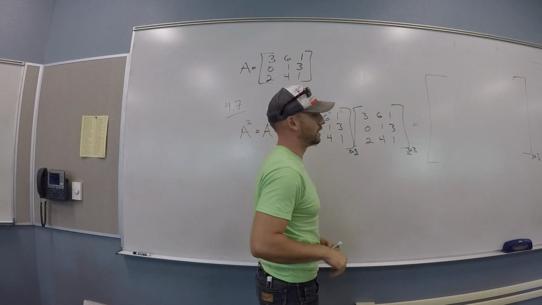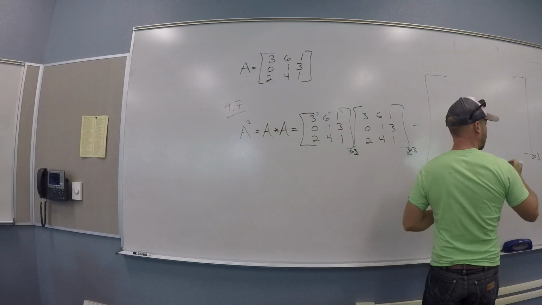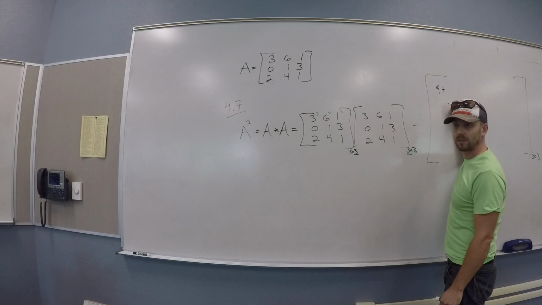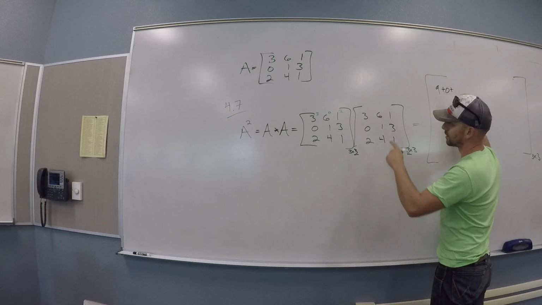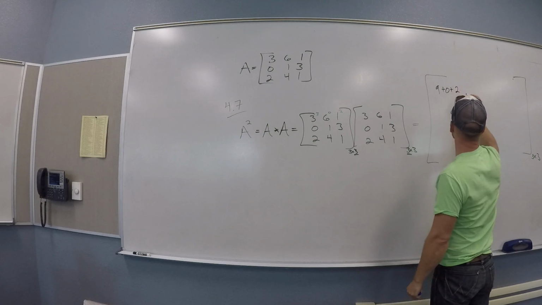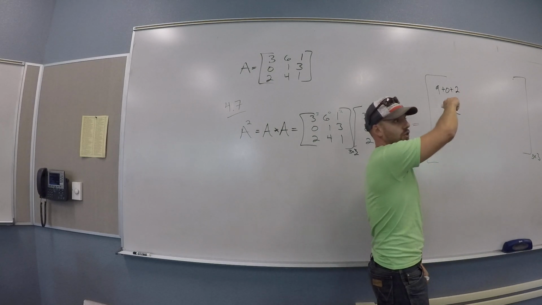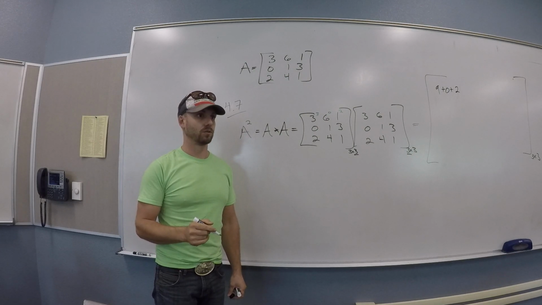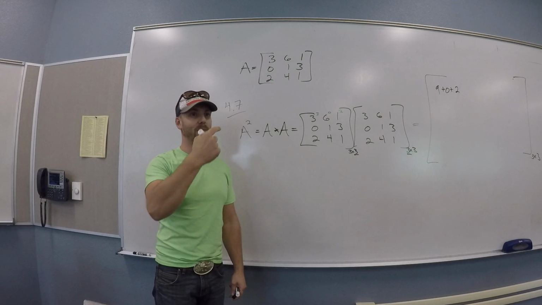So 3 times 3 is 9. 9, plus 0 times 6 is 0. 0, plus 2 times 1 is 2. 2. That's my first entry. Upper left is 11. Cool? That's why I made it big, right?